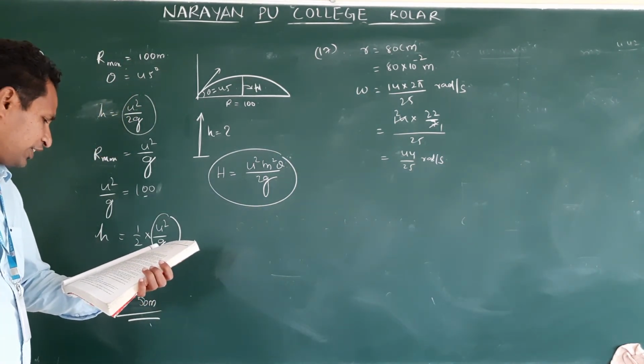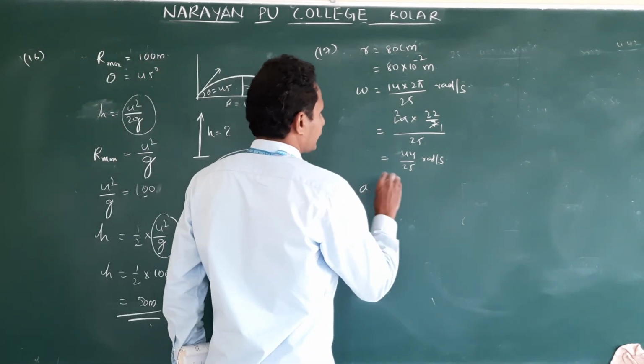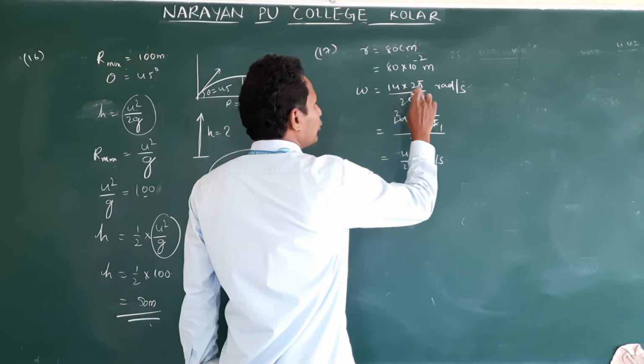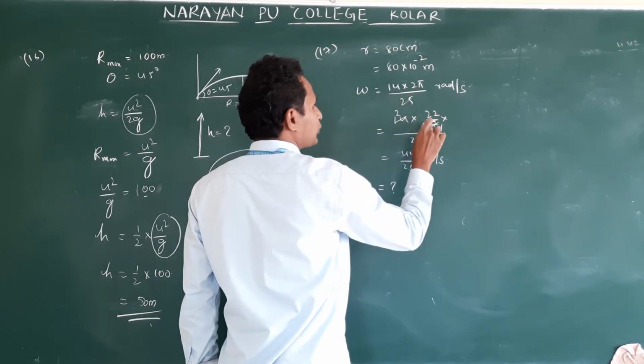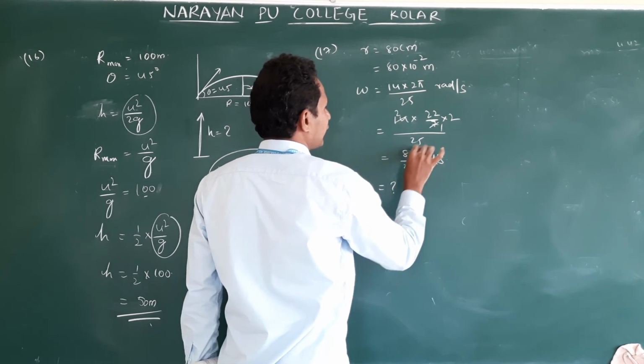Next, what did they ask? Magnitude and the direction of the acceleration. A they asked. So here 2 was missed. So into 2, I only substituted pi. So what do we get? 88.